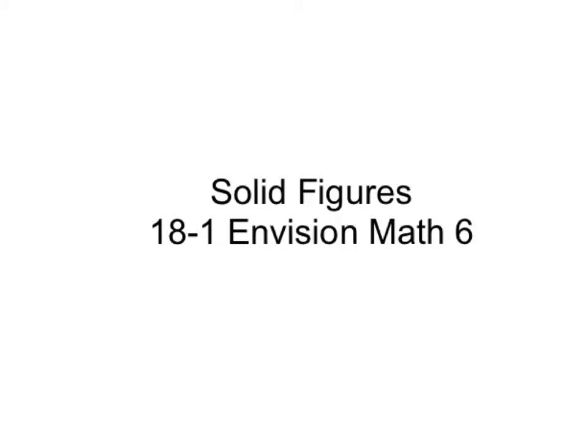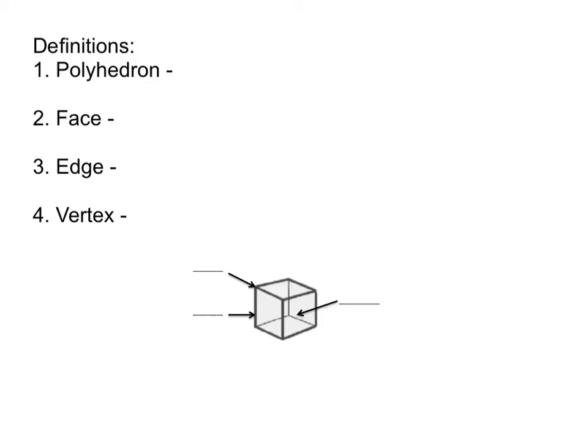Solid Figures, Topic 18-1 from Envision Math 6. In this topic, we are looking at the attributes of solid figures. When we talk about a solid figure, we are talking about a 3D figure, something that has height, length, and depth. So first, let's look at the definition of a polyhedron.